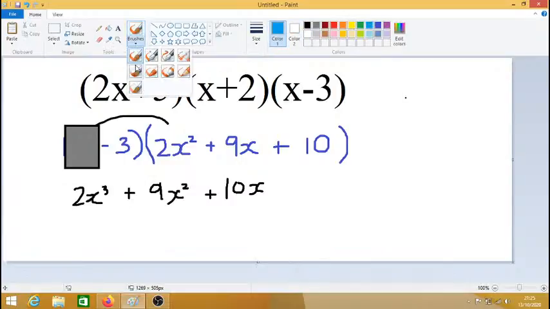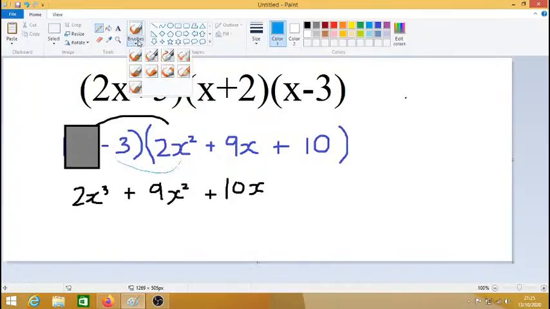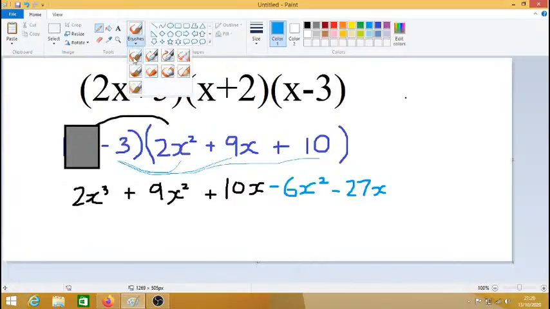Let's see how you did. It's minus 3 times the 2x squared. So that's minus 6x squared. Followed by the same minus 3 times the 9x, that's minus 27x. And then finally, the minus 3 has to be times by the 10, that's minus 30.